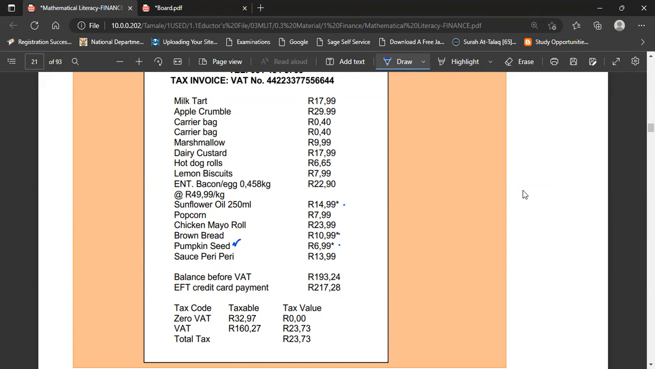Pumpkin, it's a fresh vegetable. Then we have brown bread. Yes, this one doesn't have VAT. Then also cooking oil doesn't have VAT on it. Anyway, so here we go. Once you're asked to determine how they got this amount, remember it's on zero VAT items, so you add these items here.